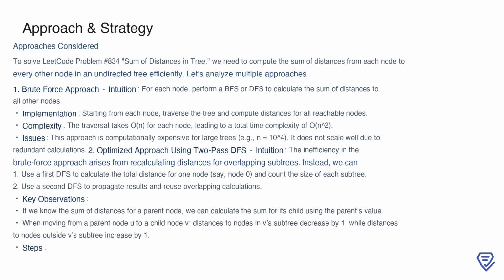Here, we aim to reduce redundant calculations by reusing overlapping computations. The key idea is to first compute the total distances for one node, then propagate these results to other nodes by leveraging the relationship between parent and child nodes. Specifically, when transitioning from a parent to a child, we observe that distances to nodes in the child's subtree decrease, while distances to nodes outside this subtree increase. Using this insight, we can develop a more efficient solution.